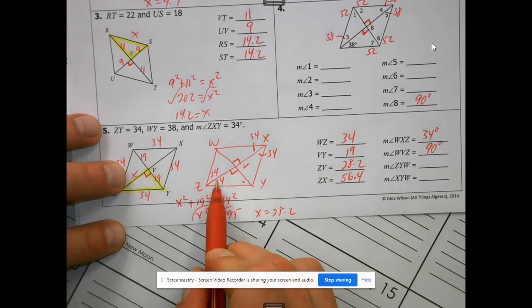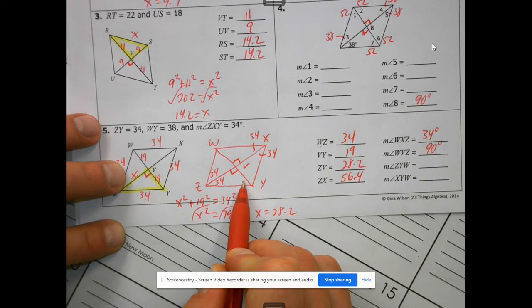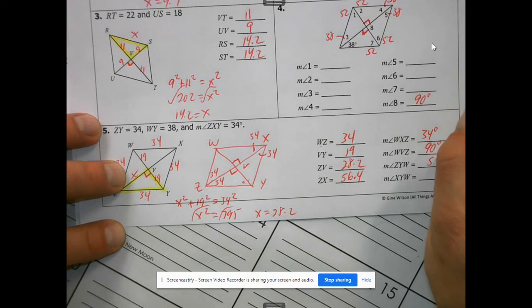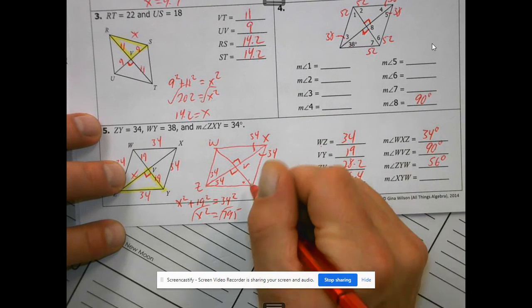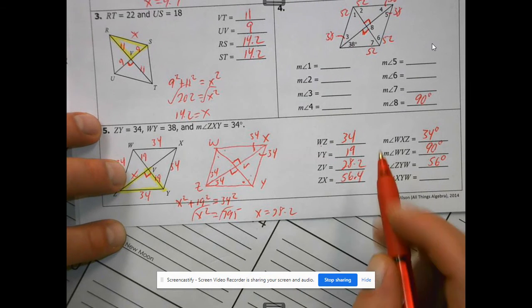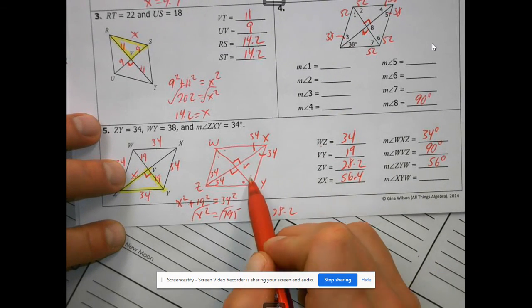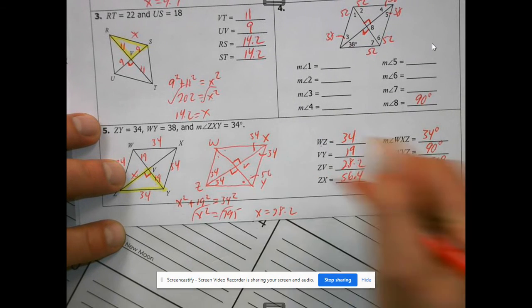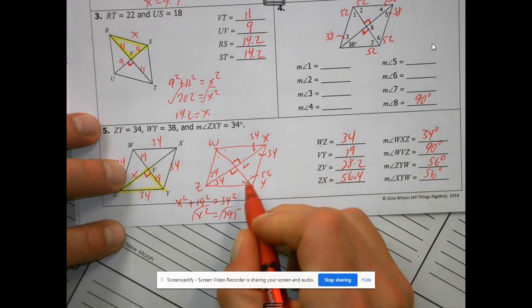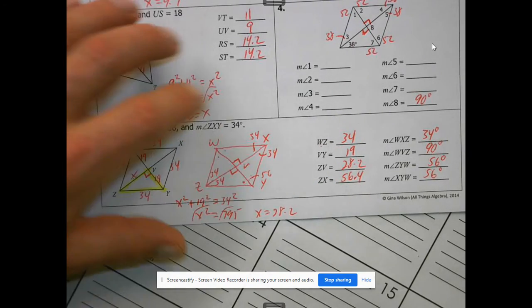All three angles add up to 180. Add these two up, subtract from 180, and we got this guy. If you do that correctly, it comes out to be 56. So 56, 56, 56, 56. XYW, XYW right here. Well, that guy also has to be 56. These two are the exact same. These are also 56. Back page.